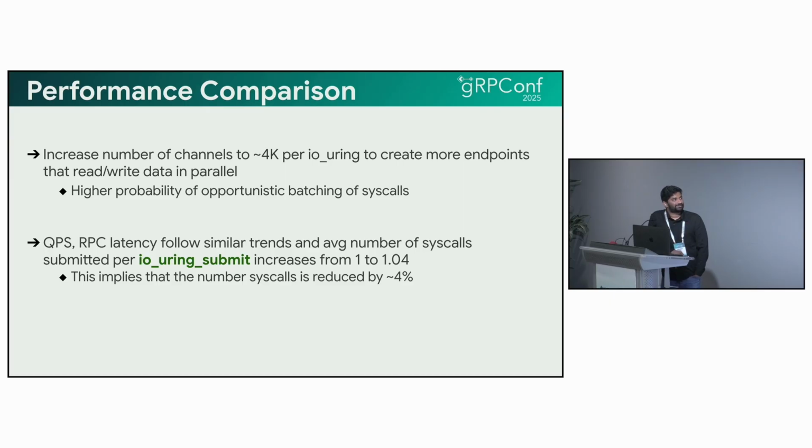We further increased the stress on the system by increasing the number of channels to about 4K per IOU ring. The intention was to create more endpoints that read and write data in parallel, and this increases the probability of opportunistic syscall batching. We saw that the QPS and RPC latency followed similar trends, but the number of syscalls that were submitted was reduced by about 4%.